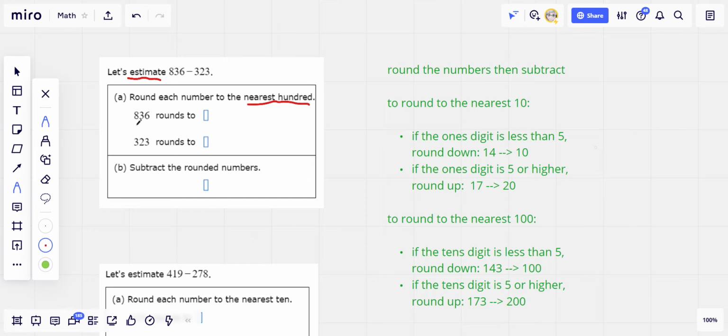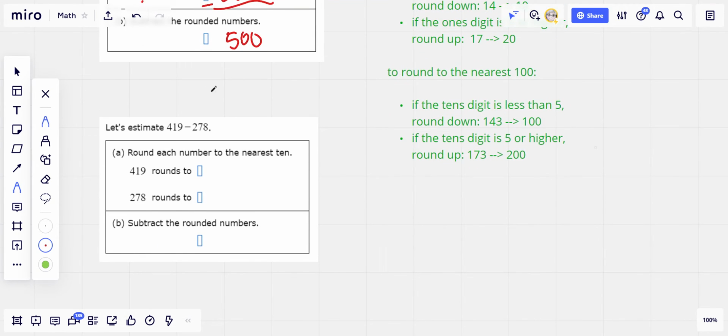So when you're doing that, you look at the tens digit. And if it's below 5, like in 836, you round down. So this goes down to 800. And this one is also below 5, so we go down to 300, 323 rounds down to 300. And then we just subtract 800 minus 300, 500, and boom, we're done. It's not the exact answer, but it's close enough. Let's try one more.